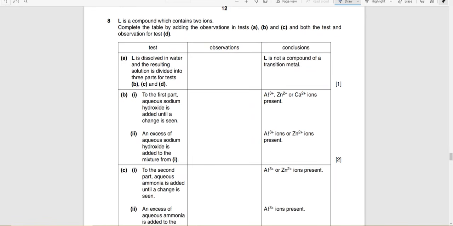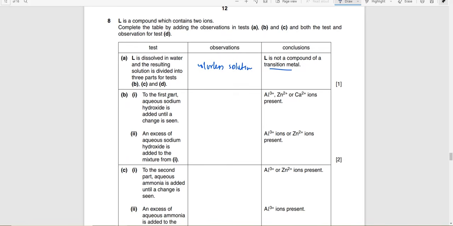Let's do these past paper questions from the May-June 2016 paper. L is dissolved in water and the resulting solution is divided into 3 parts for tests B, C and D. L is not a compound of a transition metal. If it's not a compound of a transition metal, then the observation would be a colorless solution. If L was a compound of a transition metal, it would have been a colored solution.